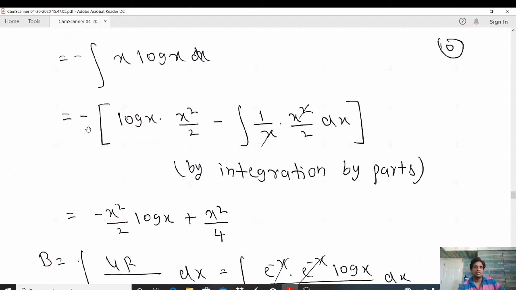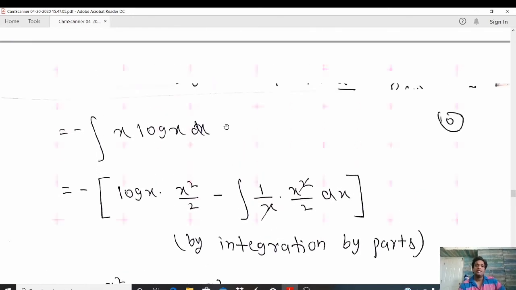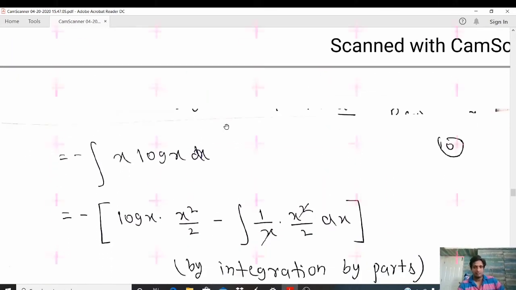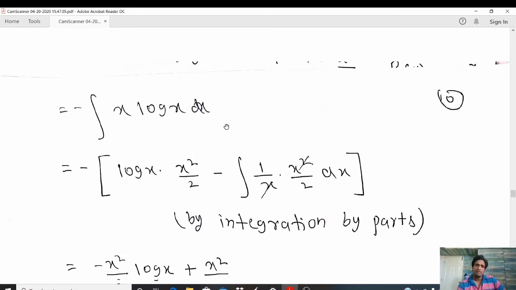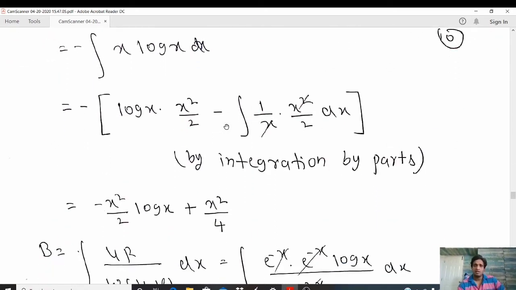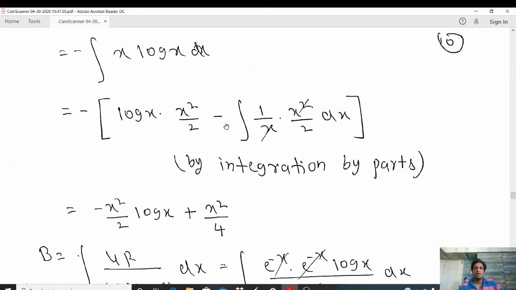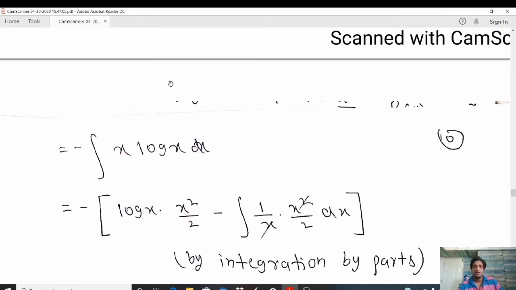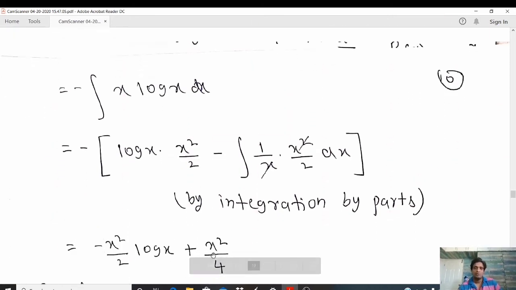So integration of minus log x. Here I am applying the integration by parts formula directly, without the modified integration by parts formula I have already given. Don't apply it here. Why? Because if you apply it here, we are not able to find the log x value directly. So I am applying the integration by parts formula here.